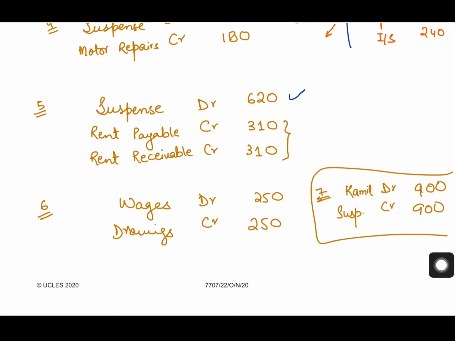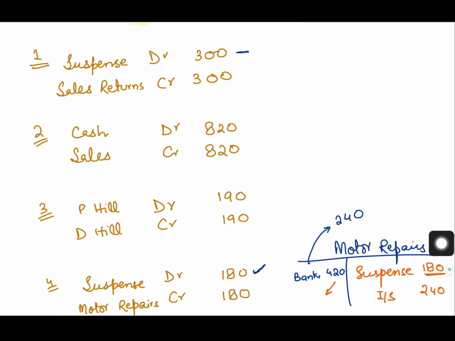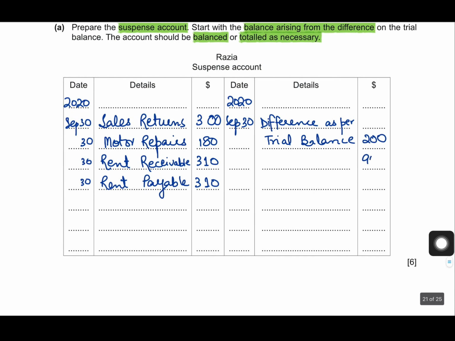Okay, then second last, error number 6, again no entry in suspense account, and in error number 7 there is an entry which is suspense account is being credited by 900 because of Kamil, right? We did not record a check payment to our supplier. Error in just one account, so suspense account will be credited by 900 because of Kamil on the same date.